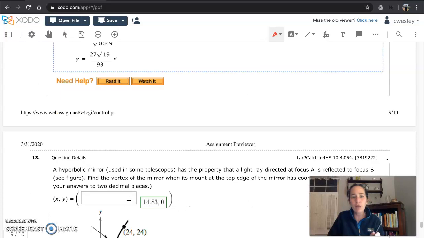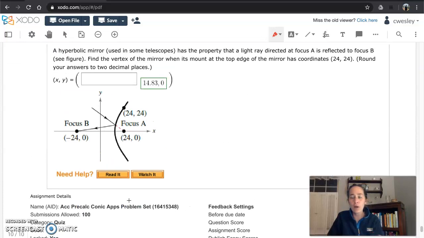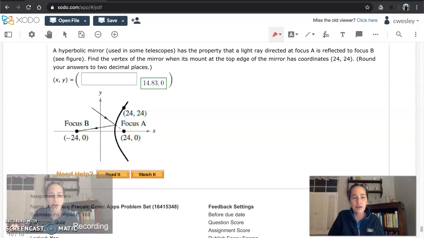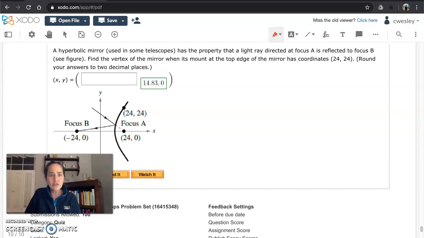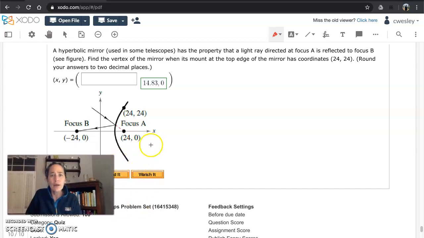Toughest problem on the entire WebAssign, I would say, and also my favorite. My favorite problem on the whole entire thing. Takes a lot of good thought here. So let's look. It says you have a hyperbolic mirror, used in some telescopes, where a light ray directed at focus A is reflected to focus B, like you see in the figure. Find the vertex of the mirror when its mount at the top edge of the mirror has coordinates 24, 24.